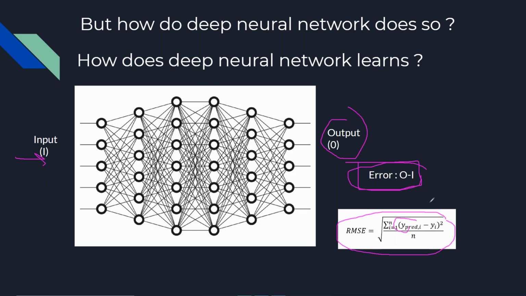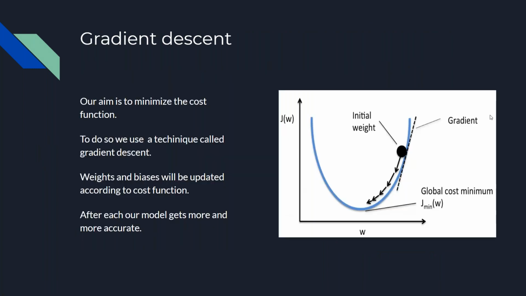To minimize this error, the deep neural network model uses a technique called gradient descent. And gradient descent is nothing. In simple mathematics, if we have been given a function and we want to find the minimum of the function, how will you find it? You will use the derivative of the function, and using that we can find the minimum of the function, right? So gradient descent is basically a partial derivative of the cost function.